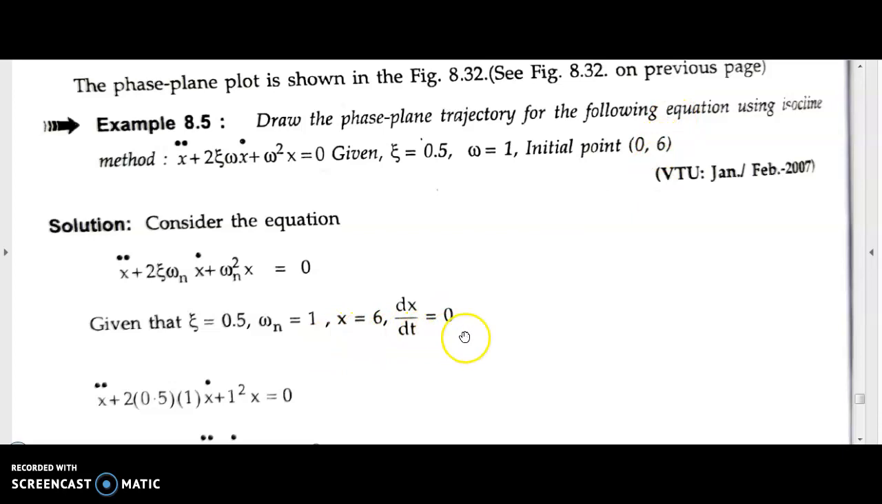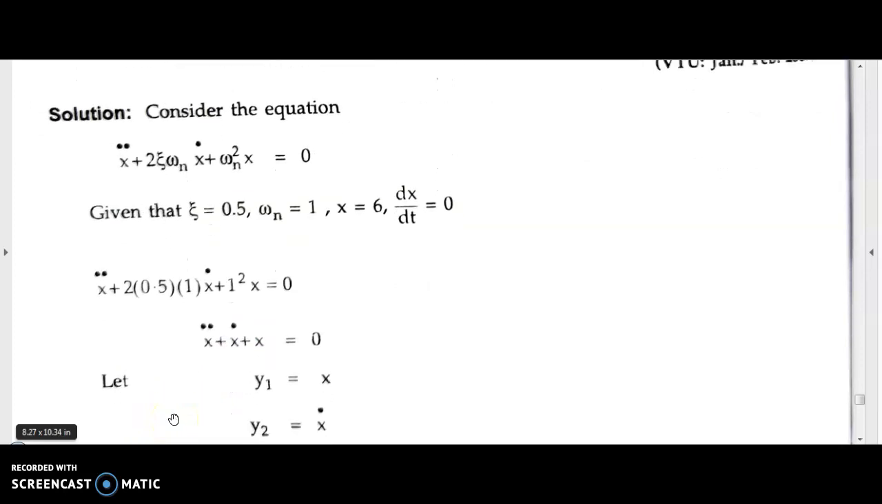Next, the differentiation of that is 0. y1 and y2 like this, that is nothing but x1 and x2. See here, substitute the values. You will get this equation in x double dot, x dot and x. See here, substitute x is equal to y1, y2 and this is y2 dot. So from the given equation, write the y2 dot.